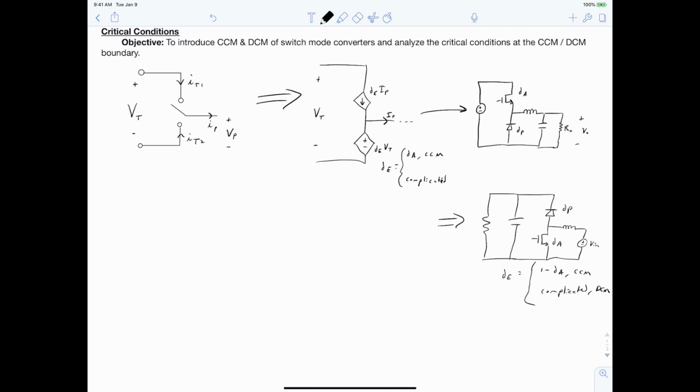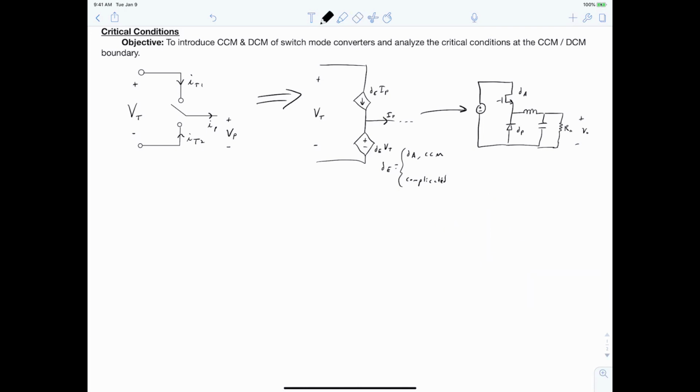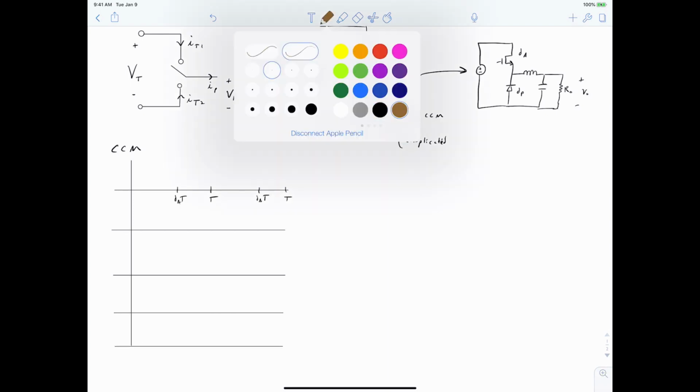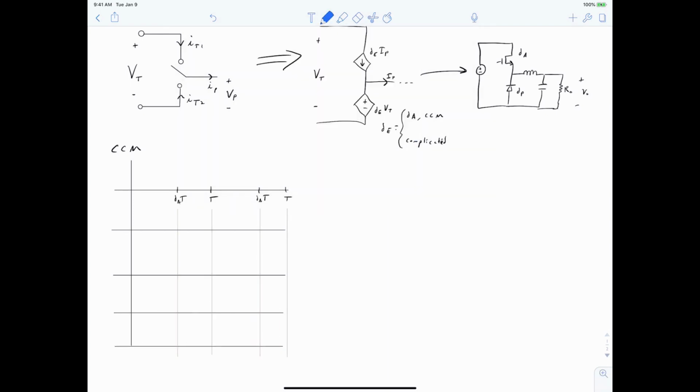Alright, so now we're going to strictly consider the buck converter today. I'm going to erase our drawing of a boost converter. And I want us to start by drawing the waveforms of the converter in continuous conduction mode. So we can start by sketching Q, which is the gate signal to our active device. Q is on during the dA times T interval, and then off during the rest of the interval. When Q is on, we apply the throw voltage across the pole, and then when Q is off, our pole voltage is 0.